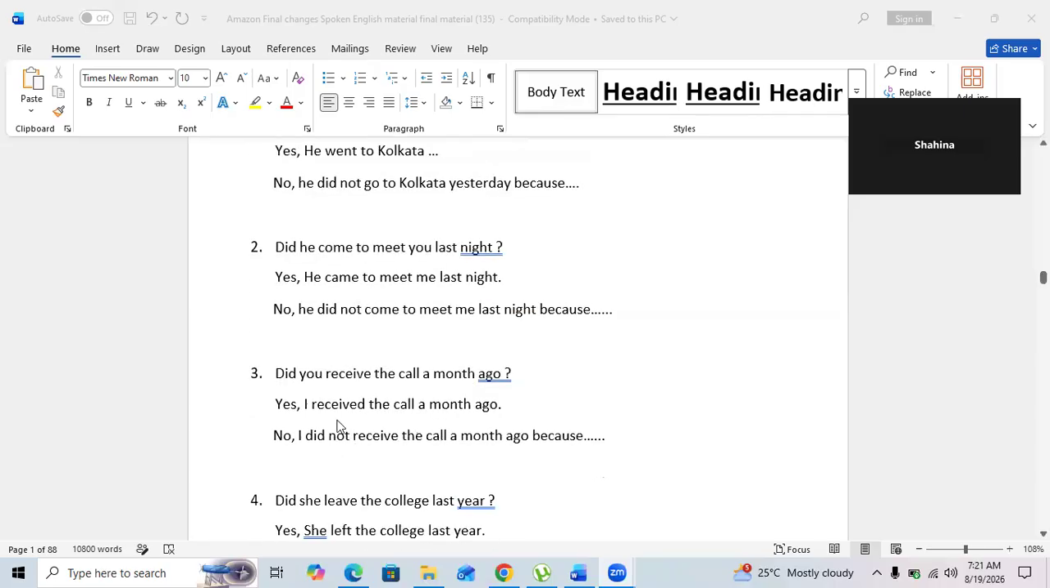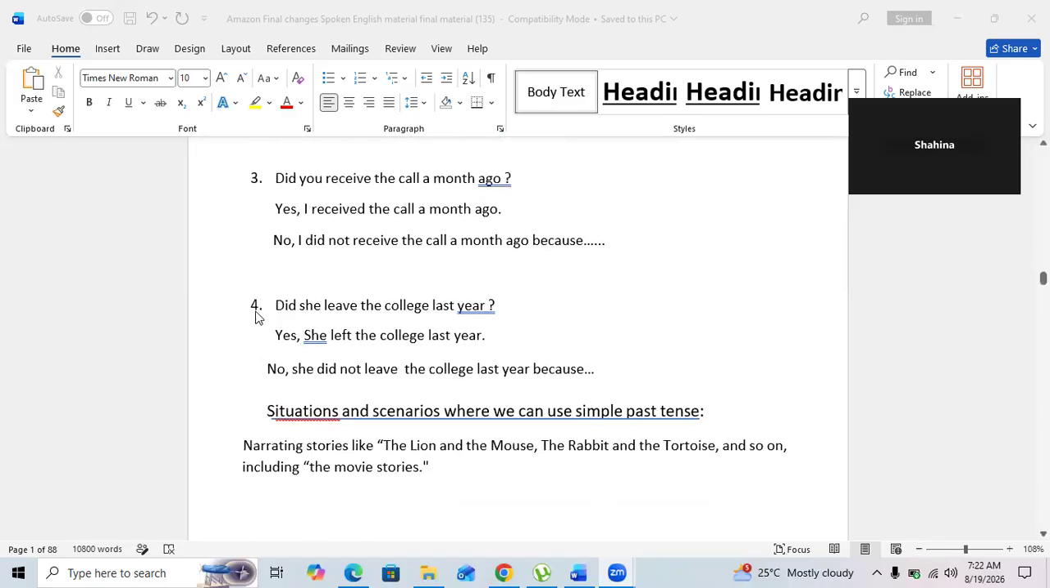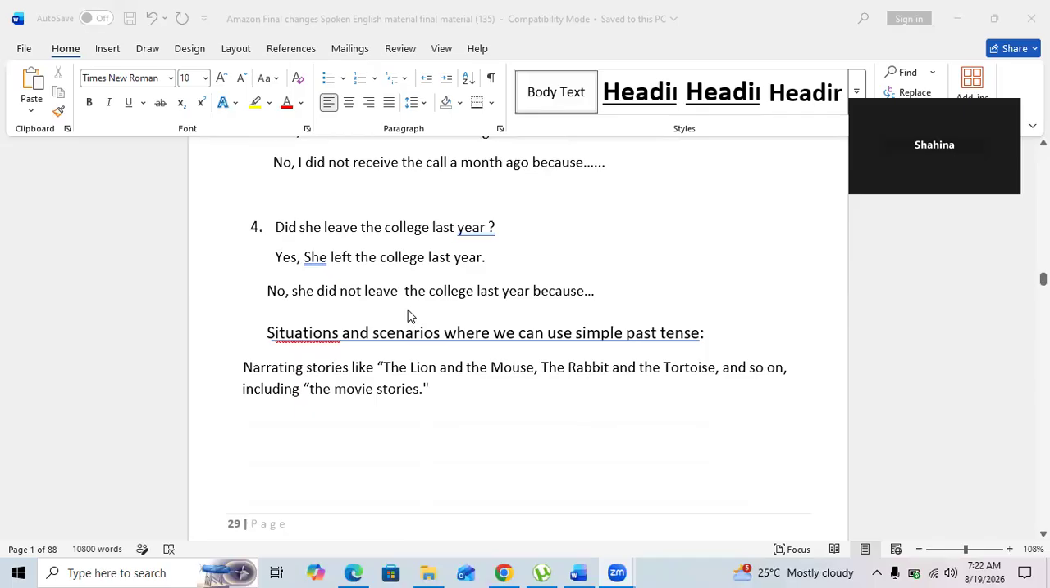As you can see in the next example, did you receive the call a month ago? Yes, I received the call a month ago. So as you can see, in case of yes, you have to follow subject plus V2 plus object. No, I did not receive the call a month ago, because of whatever the reason it could be. Similarly, this one.